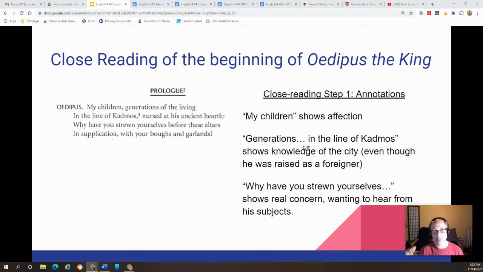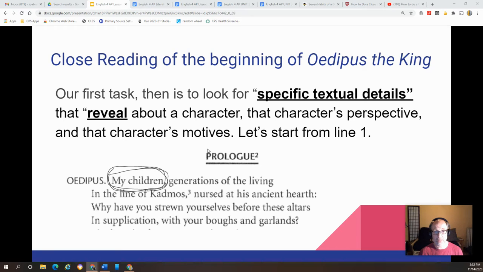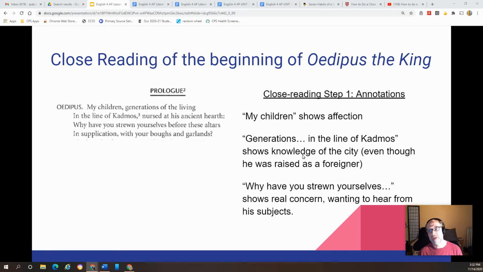Second, you'll notice that I'm going through the 3 parts of the standard as we go. Second, generations in the line of Cadmus shows knowledge of the city. So this is showing us something about the character's perspective. And third, why have you strewn yourselves, and so on, shows real concern, wanting to hear from his subjects, and so that's his motive.